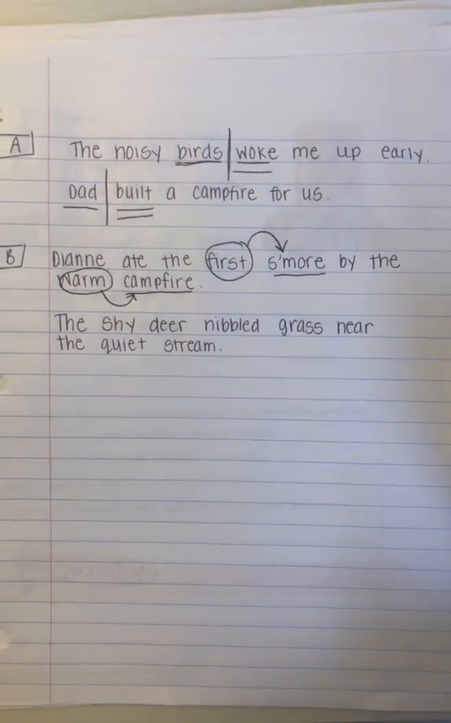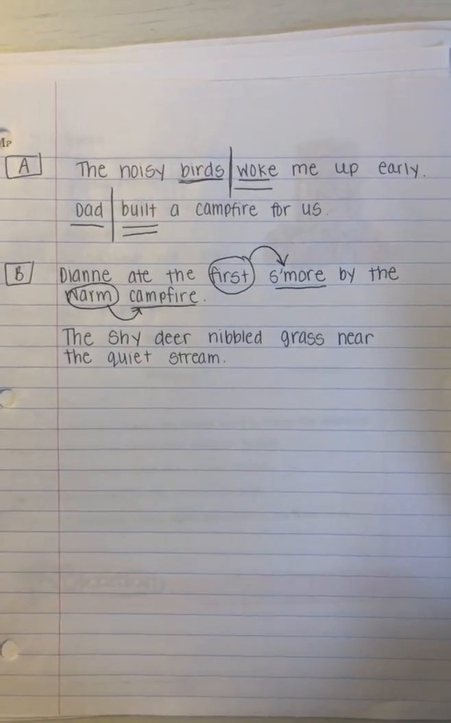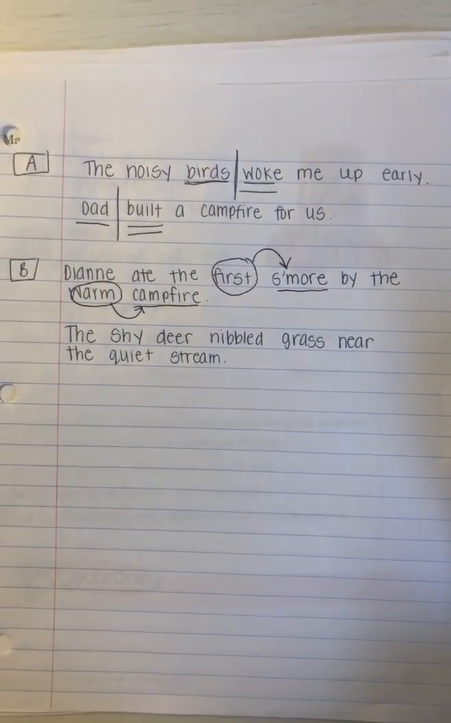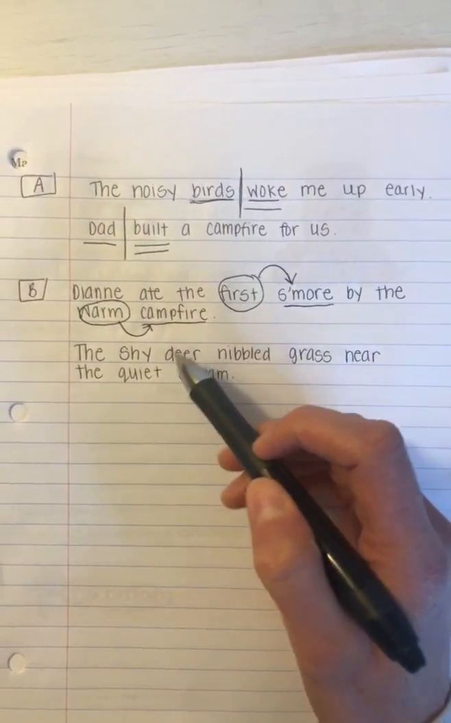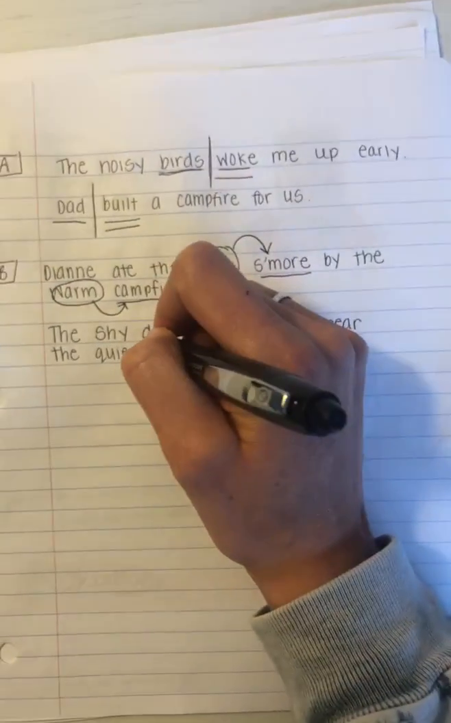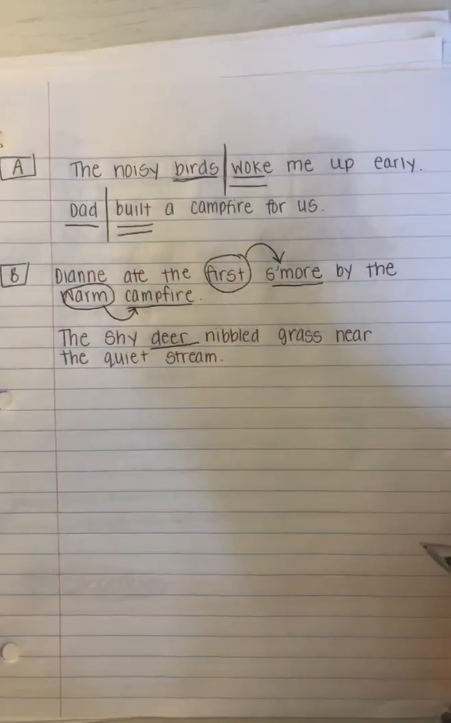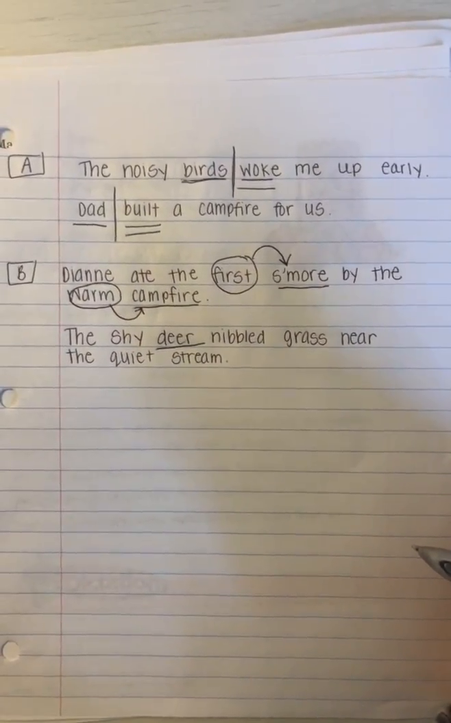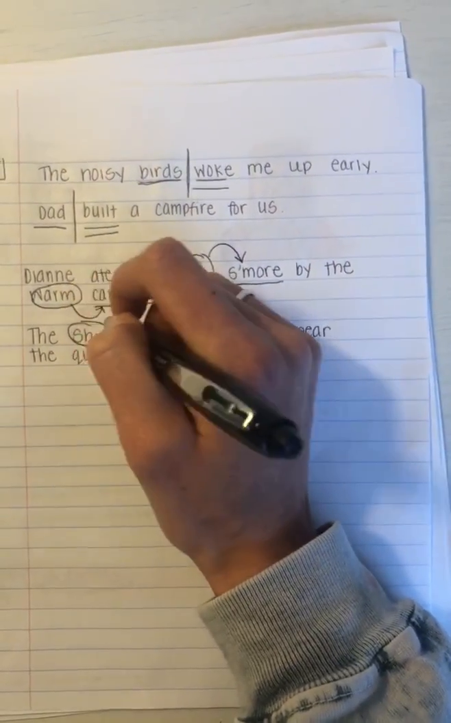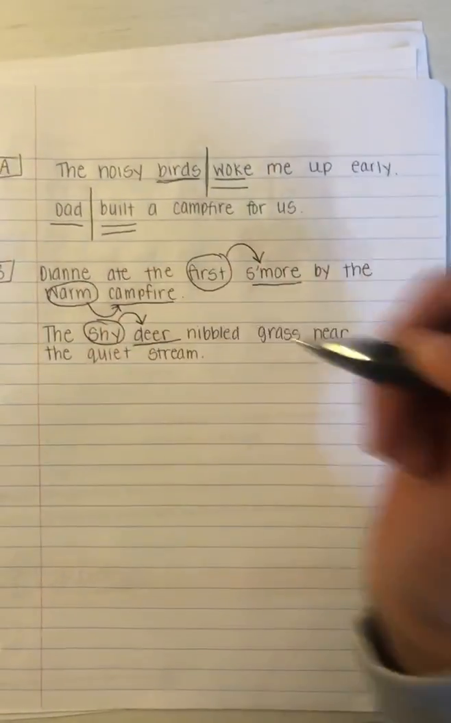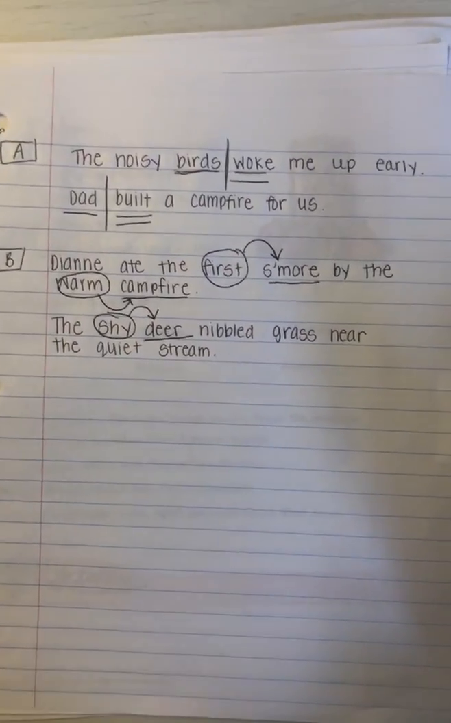All right. The shy deer nibbled grass near the quiet stream. Okay, so let's go through. The shy deer. Deer is an animal. That's a noun, right? So we're going to underline deer. And what's the adjective that describes the deer? It's a shy deer. So circle it and draw an arrow to the word it describes.